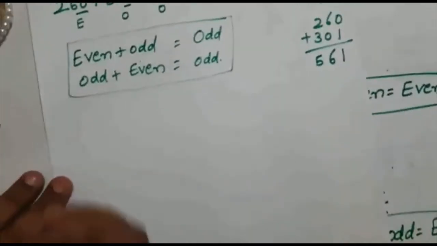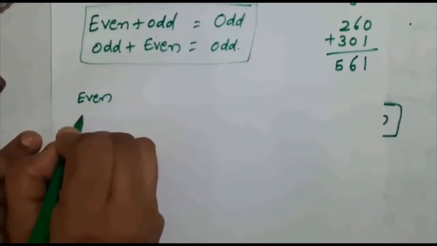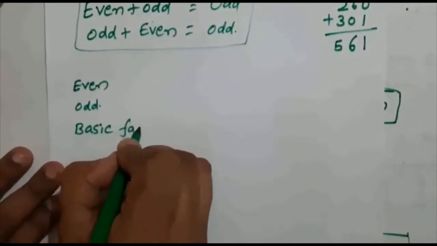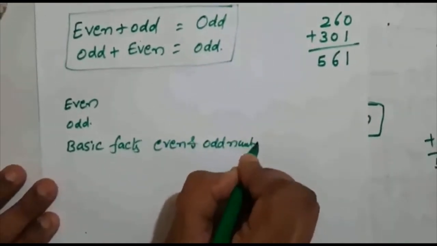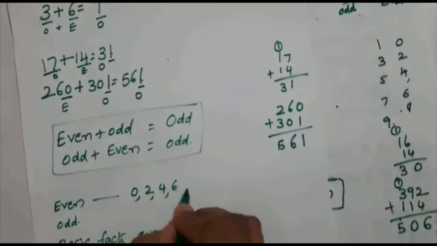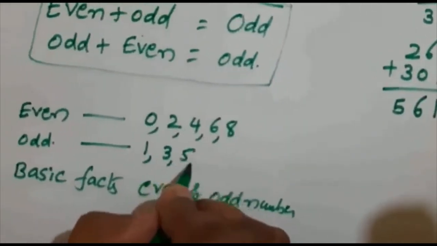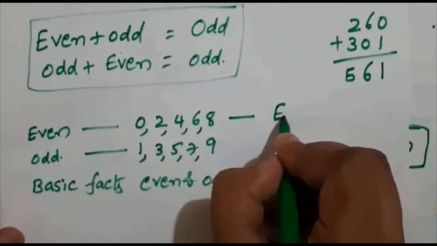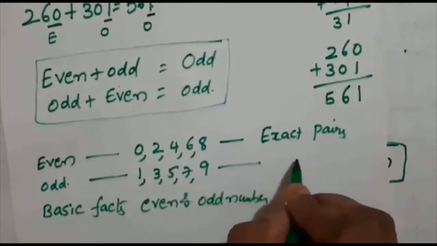So, what is the gist of this topic, children? Today we learned about even numbers, odd numbers, and the basic facts of even and odd numbers. So, what are even numbers? The numbers which end with 0, 2, 4, 6, 8 are called even numbers. The numbers which end with 1, 3, 5, 7, 9 are called odd numbers. Even numbers we can make into exact pairs. Here we cannot make exact pairs.